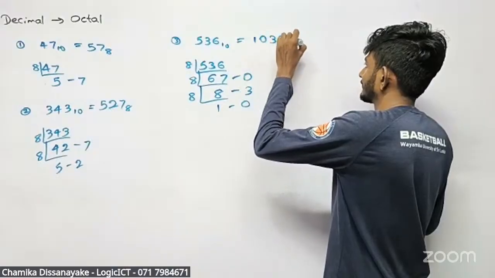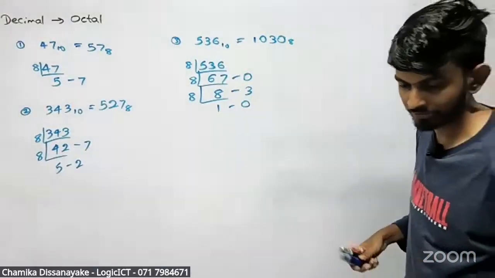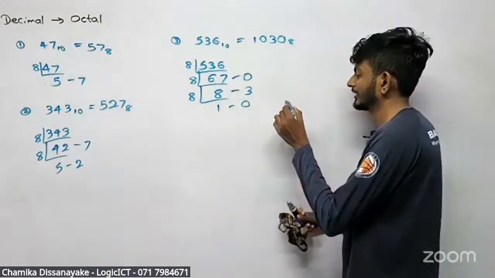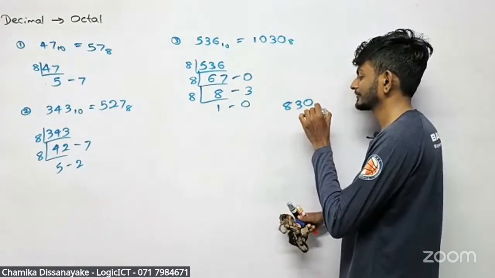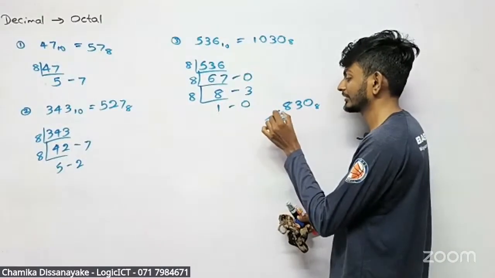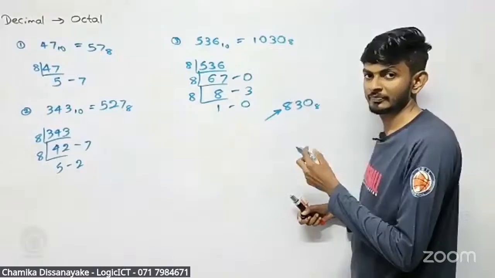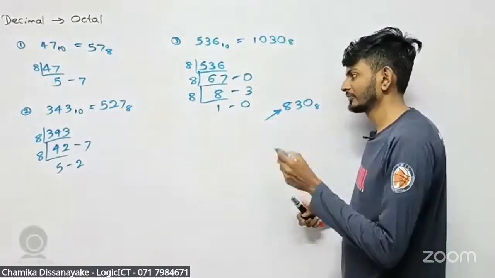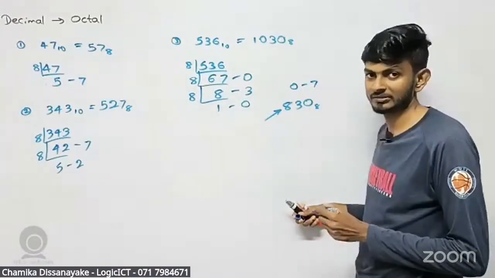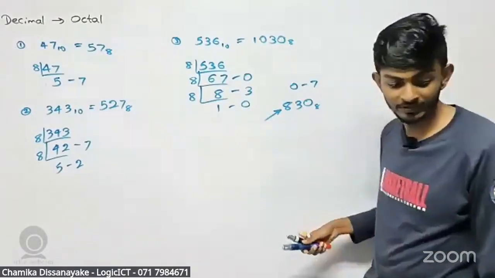1038. Good. So actually in the answer we had 8. I wrote 830. When I wrote this one, you have to check: oh, there's an 8. That means that 8 does not belong to the octal number. For octal numbers, we have 0 to 7. 8 is not in the octal number character list. So actually here you have to divide again.